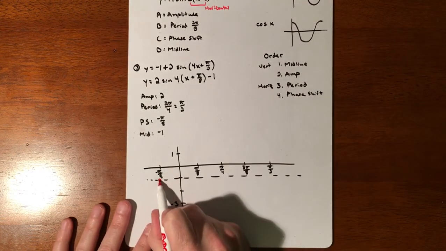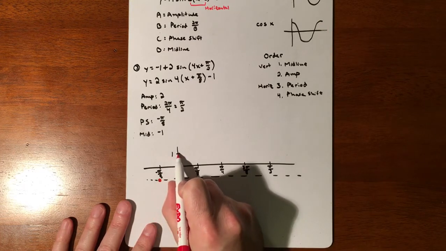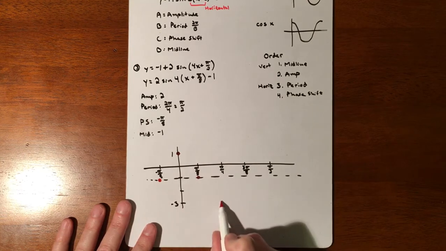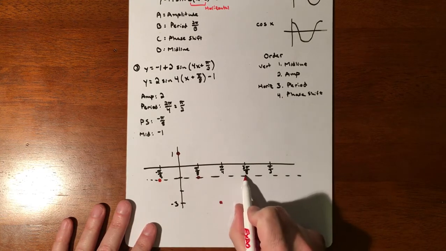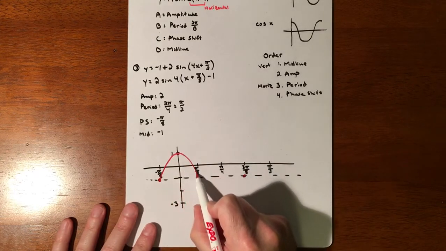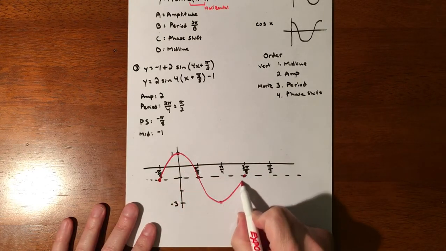So starting on the midline, we got shifted back pi over 8, and then we're going to go to a high point, back to the midline, low point, back to the midline. And that is one full cycle for a sine.